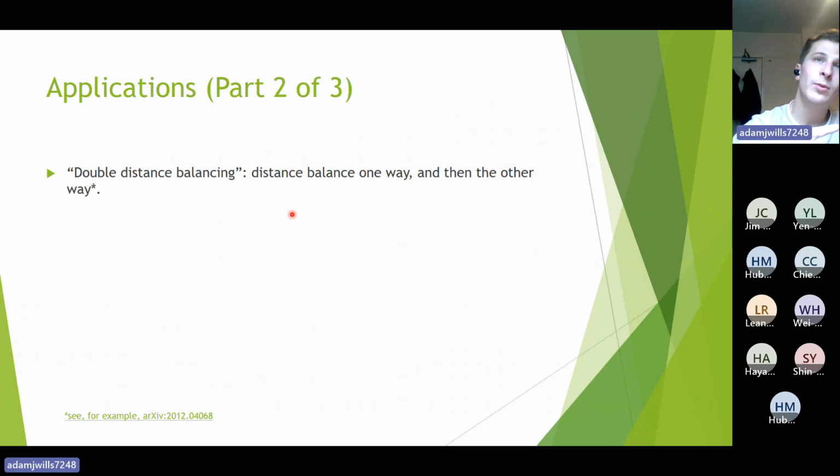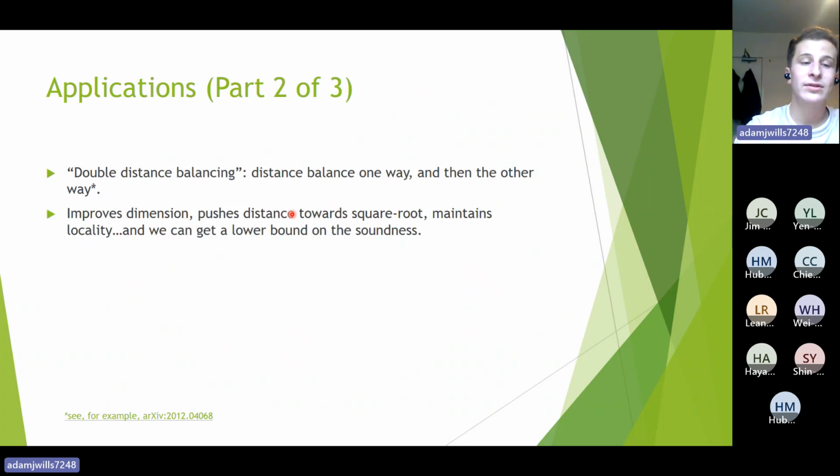So you distance balance one way, and then you distance balance the other way. And so it sort of appears that you're not really doing anything. Why would you do that? But the point is that in taking that product, you are raising the dimension of the code. Because you are doing this with such a good classical LDPC code, you are introducing logical qubits into your code. So the dimension actually rises.